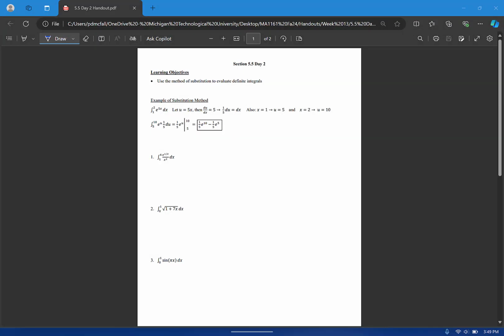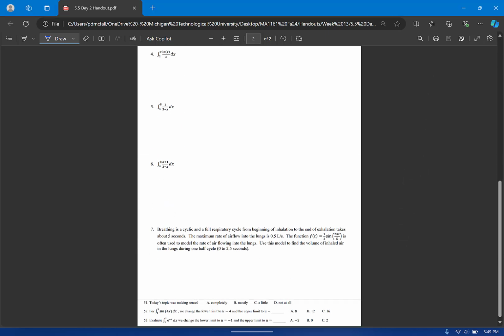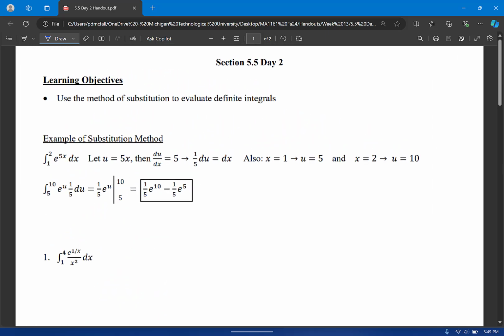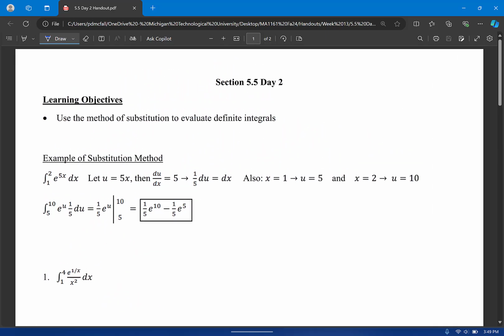All right, in this video, I'm going to work through this section 5.5 day 2 handout. It's got a front and back side to it. So I'll zoom in here. And it's assumed that you already worked through the day 1 handout and already seen the introduction to the substitution method where we're working with indefinite integrals.